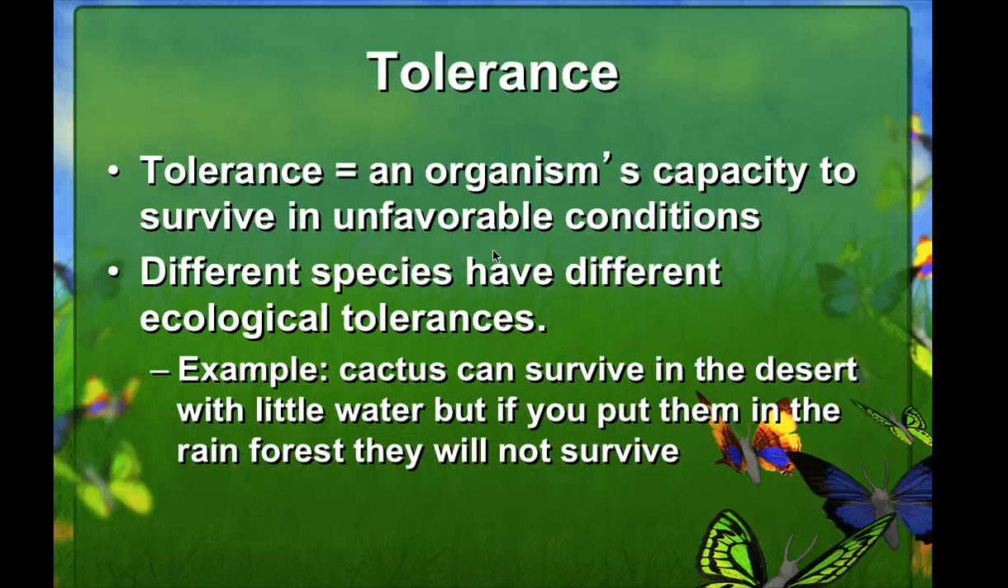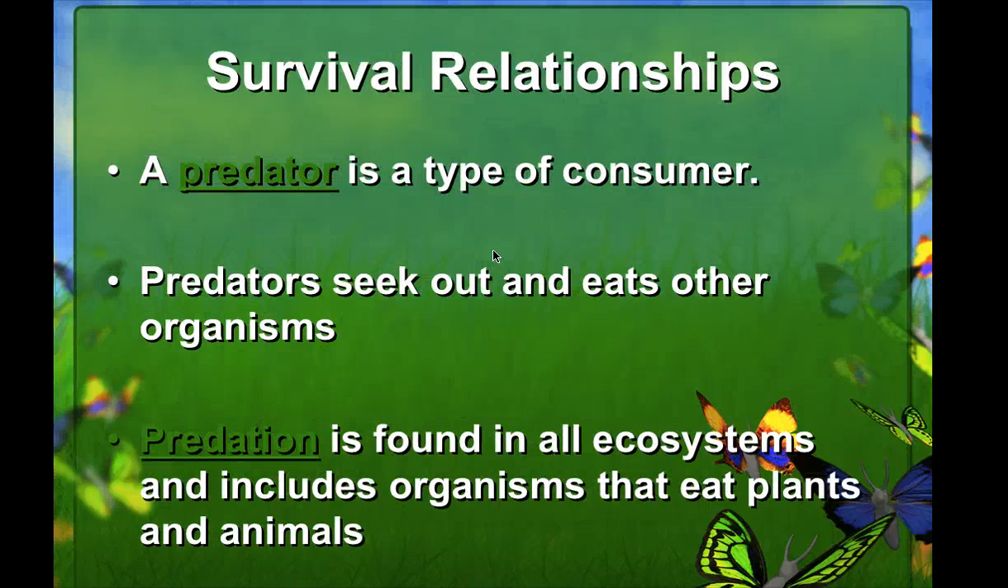Tolerance. Tolerance equals an organism's capacity to survive in unfavorable conditions. How well are they tolerant to that environment? Different species have different ecological tolerances. For example, if we take a cactus out of the desert, it can survive in the desert with little water, but if you put it in the rainforest, it won't be able to survive because it's not tolerant to that amount of water.